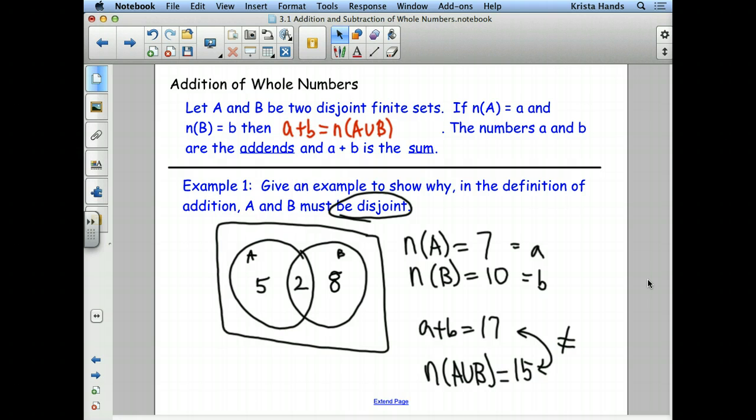So this will work, however, if the two had not been here. If the two had not been here, and we could separate the circles away from each other because there wasn't anything in the overlap, we would have been able to add these together, and it would have been the same as the number of items in the union of the two sets. So that's what's going on with that idea of being disjoint. It really needs to be disjoint in order for this to work. All right.